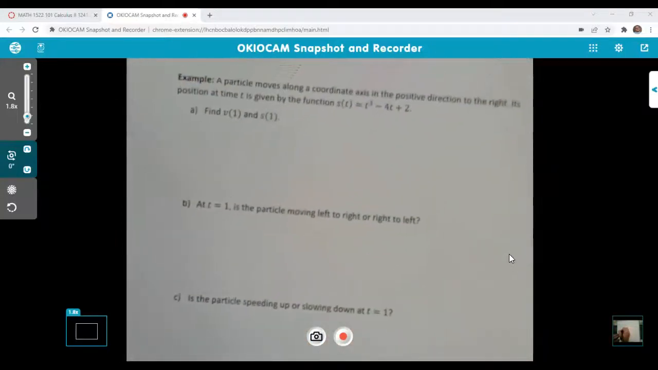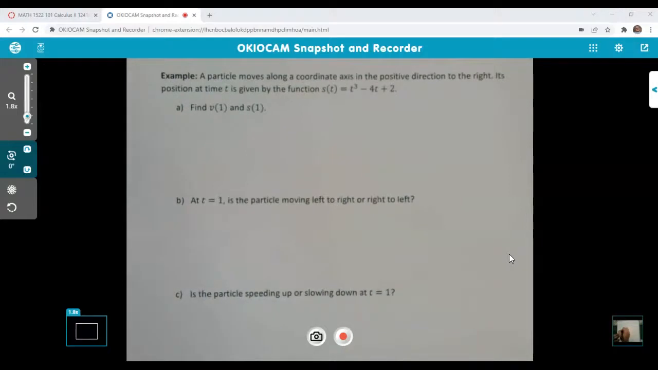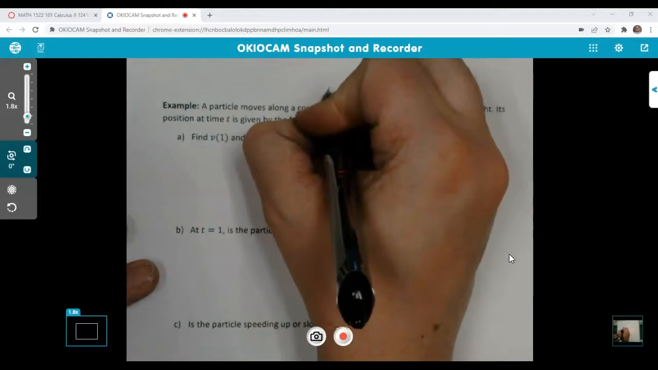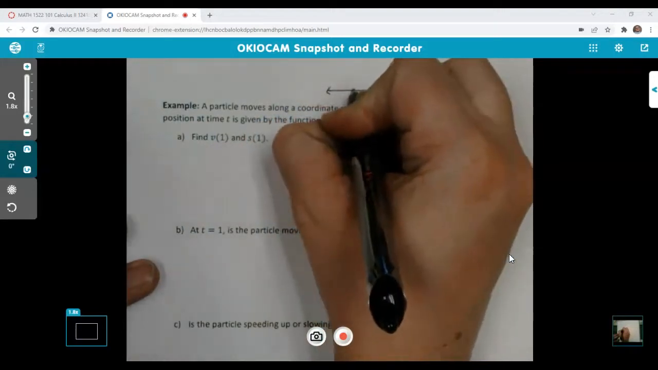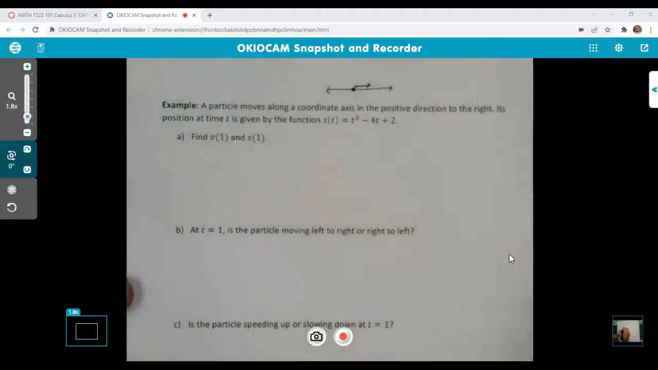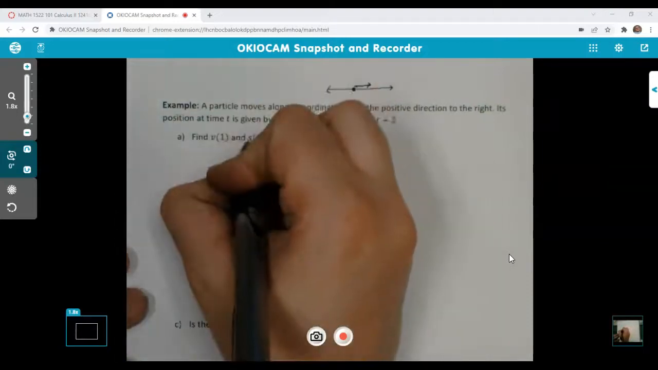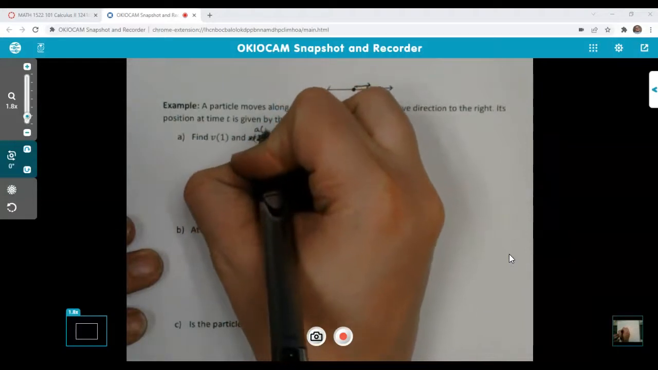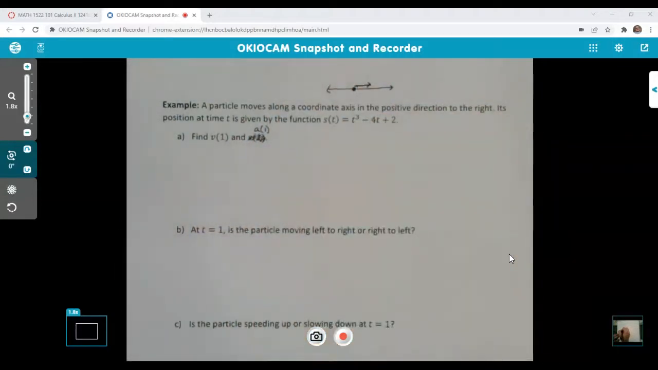Let's look at another example. A particle moves along the coordinate axis in the positive direction to the right. So this means on the coordinate plane that I have a point on there and I'm moving in the positive way, which is to the right. Okay. Its position at any time t is s of t equals t cubed minus 4t plus 2. Part A says find v of 1 and s of 1. I'm pretty sure that's supposed to say a. I apologize again for the typo. This should say a of 1. Apologies. Find v of 1 and a of 1.